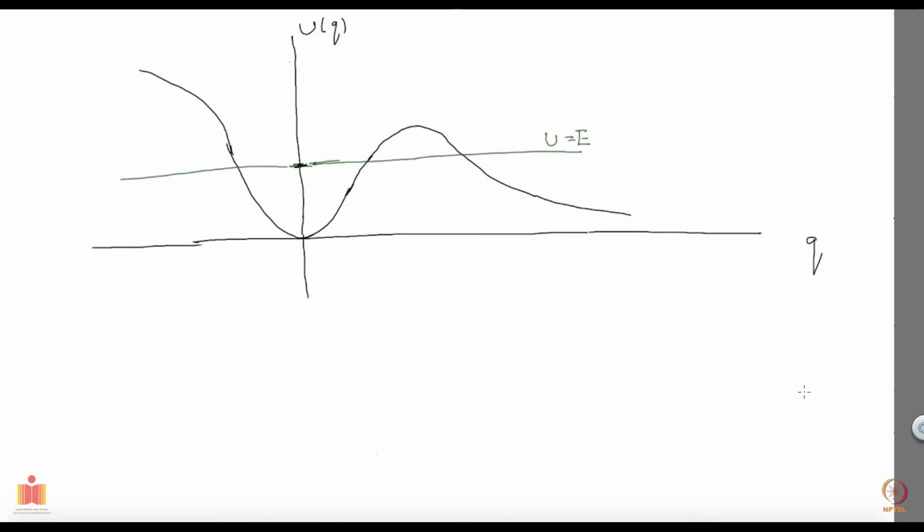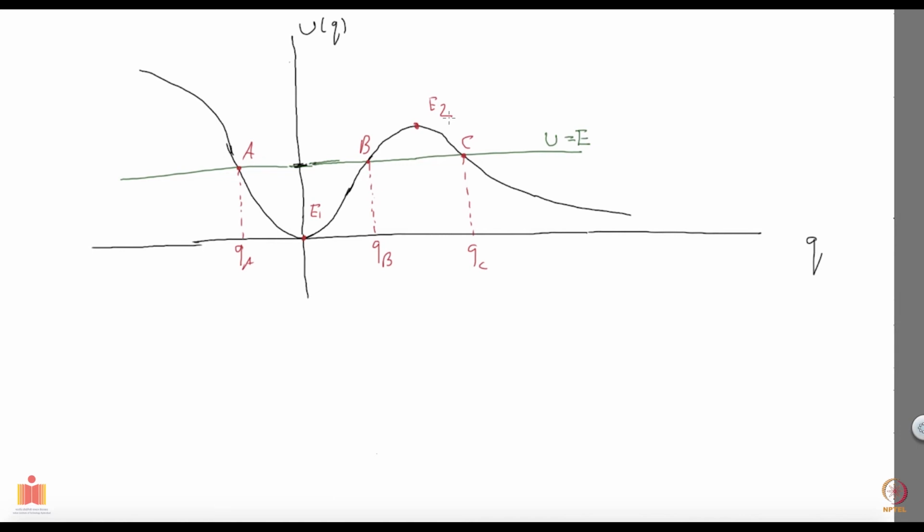And let me also indicate these points. Let me call it QA, QB, QC, and I want to label these points as A, B, and C. And this point as E1, this point as E2.